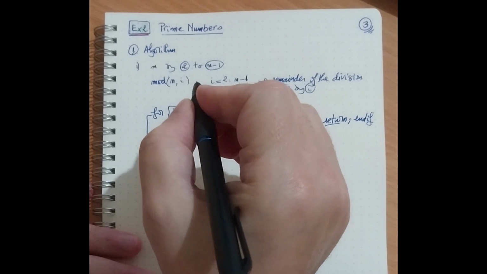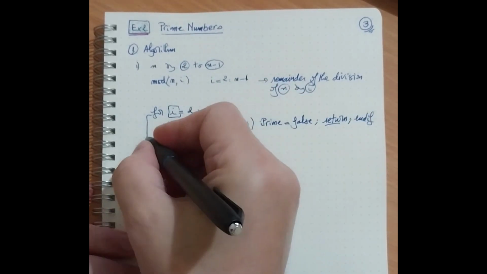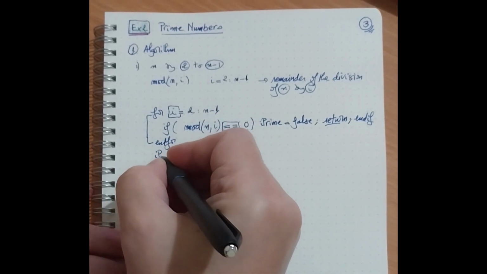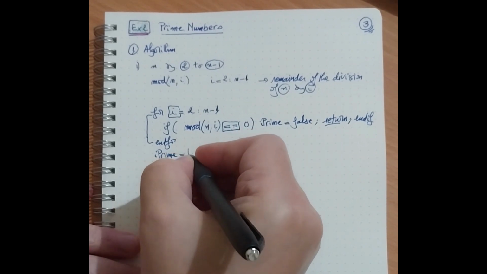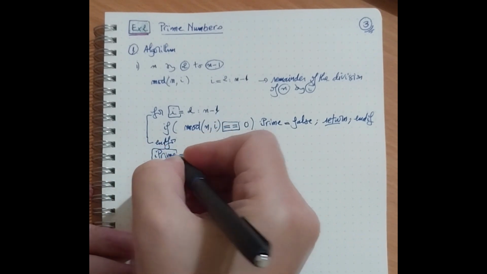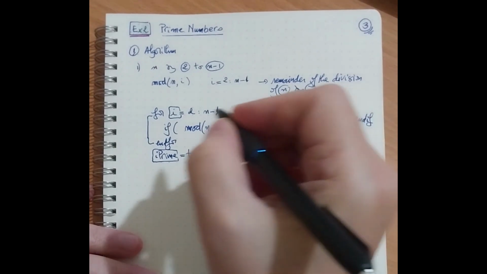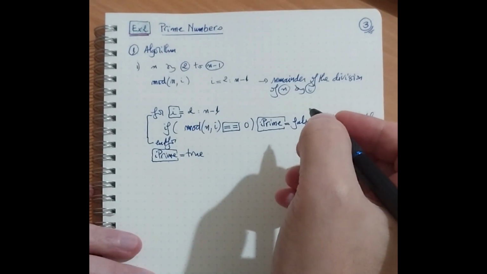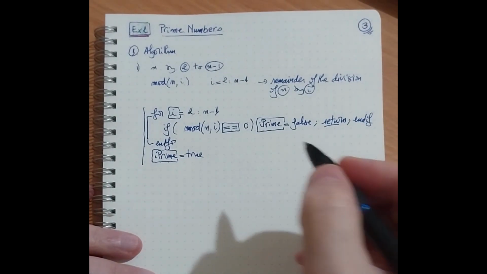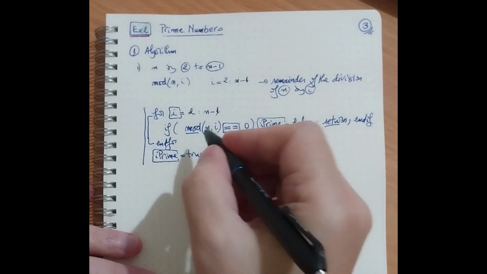If no integer from 2 to n minus 1 is a divisor, then after the loop isprime equals true. So the result of our function is stored in isprime. It is false if n is divisible by some integer in that range, and true otherwise. So this is the algorithm. It's very simple. It is a for loop, and we use the built-in function mod, the modulus of n by i.